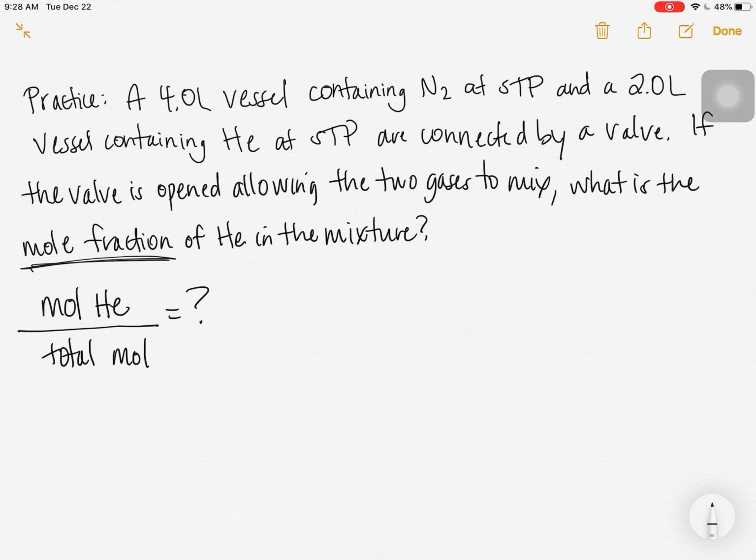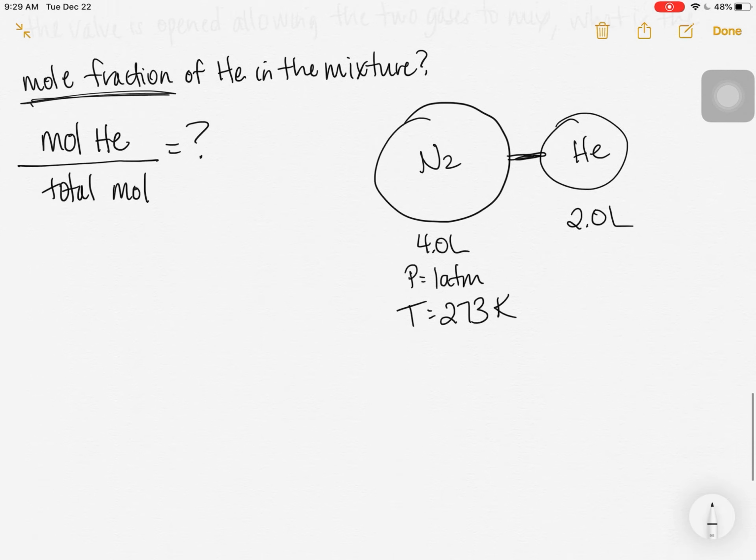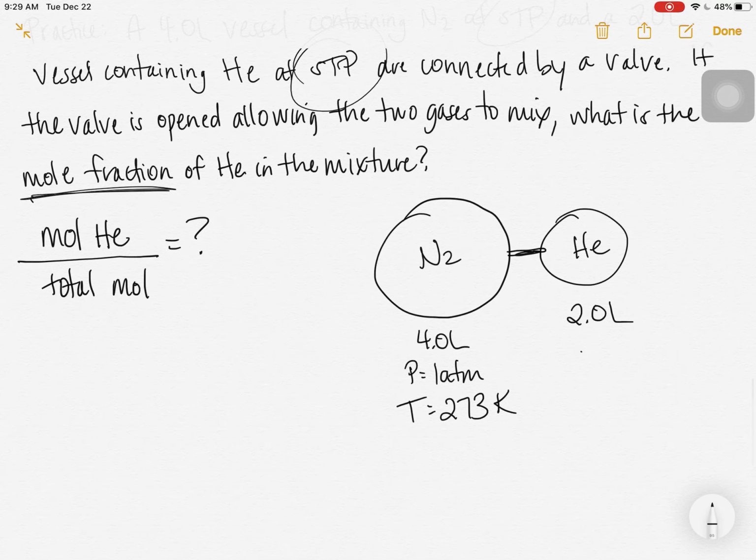So now let's draw a picture. I have a 4-liter container, I'm just gonna draw a circle. It contains N2. It's at STP. Remember that's important. That tells me the pressure is 1 atm and the temperature is 273. And it's connected by some kind of valve to a 2-liter container that contains helium. That's also at STP, right? Yep. So pressure is 1 atm. Temperature is 273.